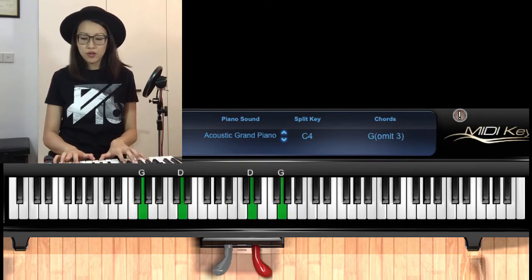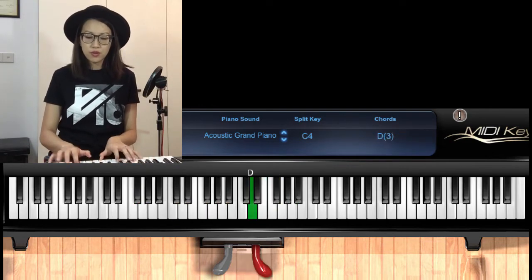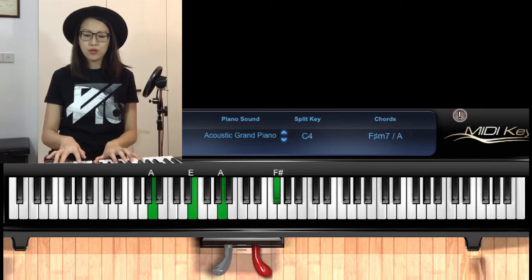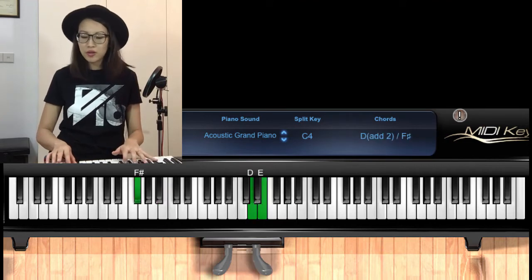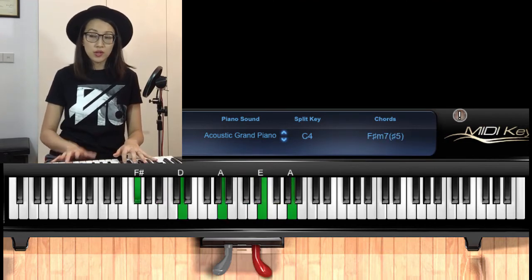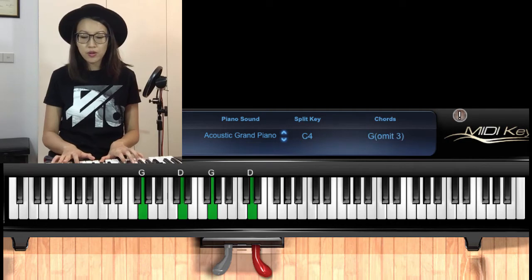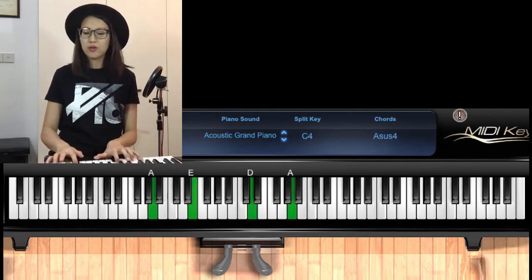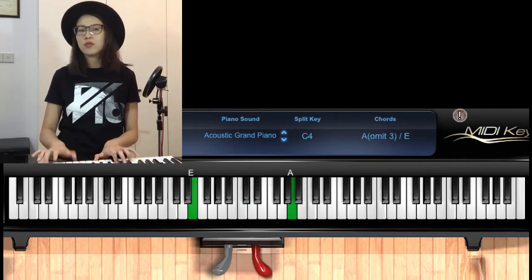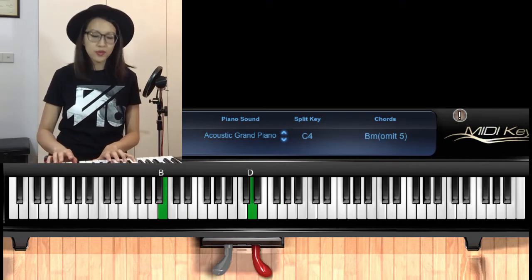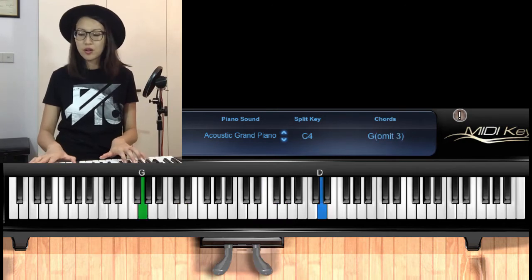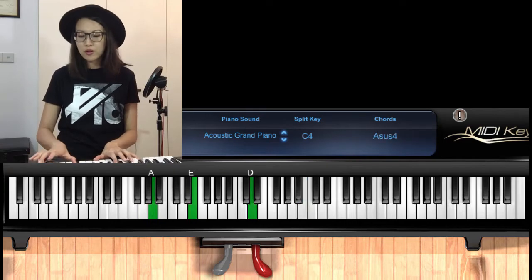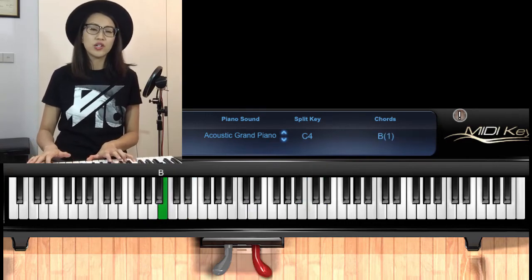Next one. So I'm starting to add more notes. So the next level. So you're just increasing the density of notes. So it's starting to get busier.